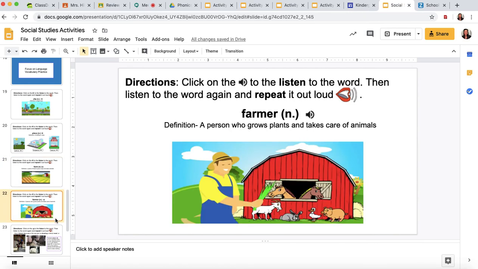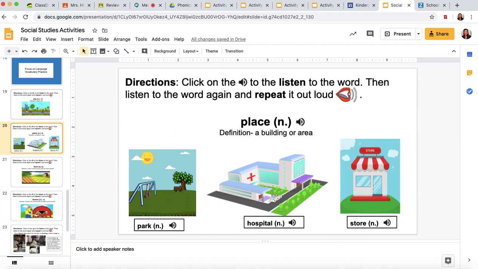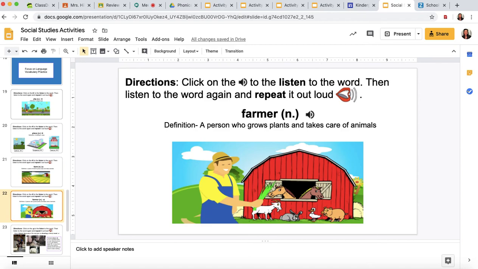Our last vocabulary word for today is farmer. Farmer is also a noun. Usually when you add ER to the end of a word, so if you take the ER off, you just have farm, right? When you add ER to the end of a word like that, it means one who does something. So a farmer would be one who farms. He's a person who grows plants and takes care of the animals, and he works on a farm. So those are your vocabulary terms again: city, place, farm, and farmer.